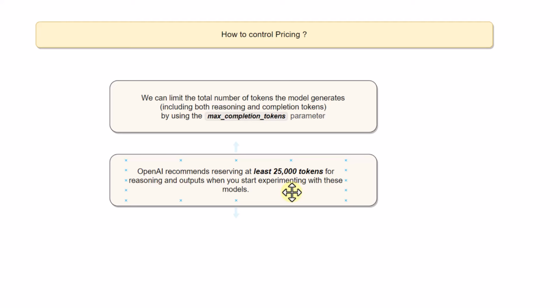So they are saying that even if we want to control the completion tokens, we have to set a limit of 25,000 for our experimentation. So this is all about the reasoning model.